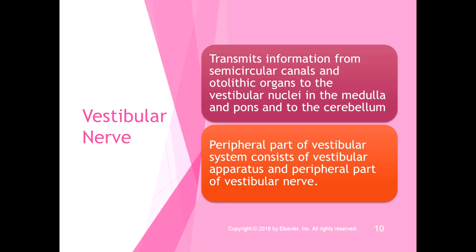The vestibular nerve transmits information from the semicircular canals and the otolithic organs to the vestibular nuclei in the medulla and pons and onto the cerebellum. So there's a part of the cerebellum, the vestibulocerebellum, which is dedicated to processing that information. So the peripheral part of the vestibular system consists of the vestibular apparatus and the peripheral part of the vestibular nerve. The central part is that vestibulocerebellum that is processing that information.